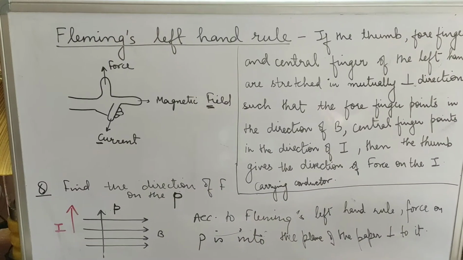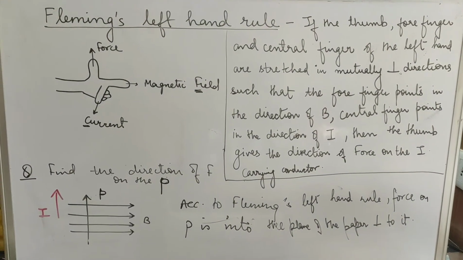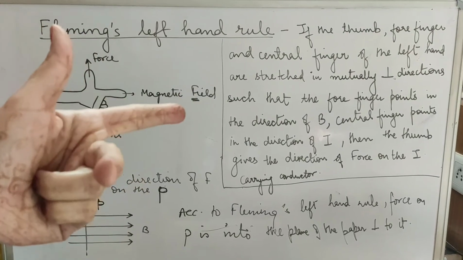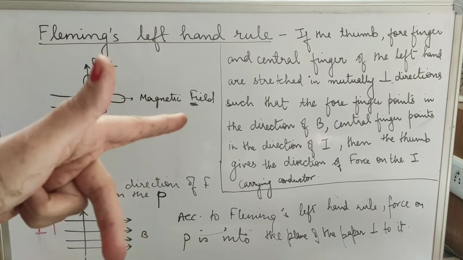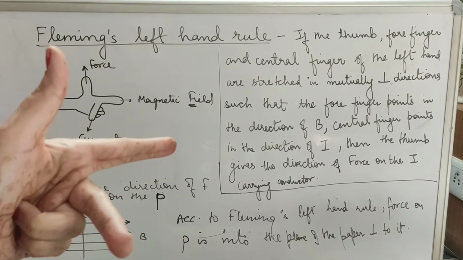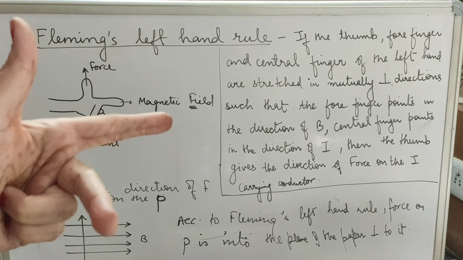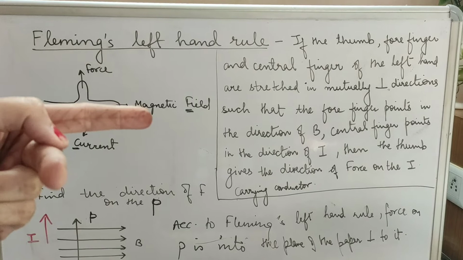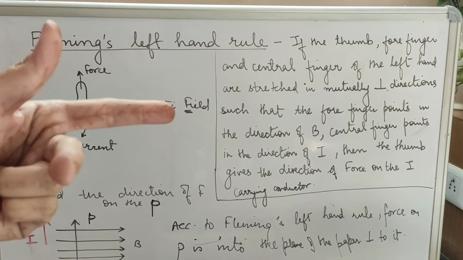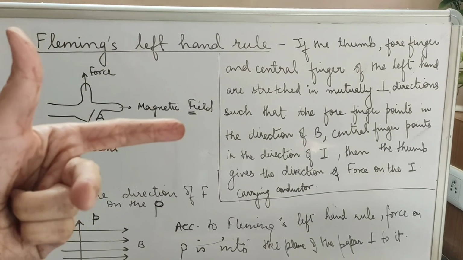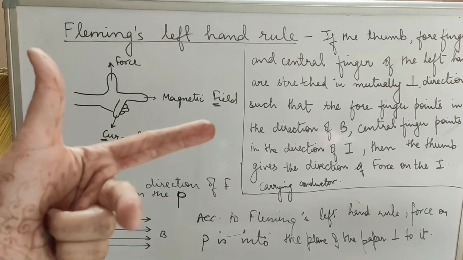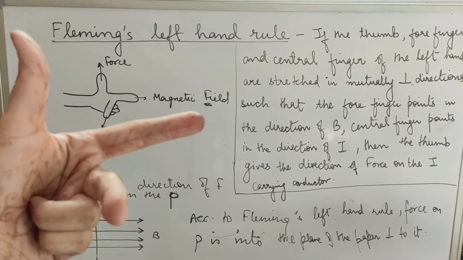left hand rule. Alright, so Fleming's left hand rule says that if the thumb, forefinger and the central finger of the left hand are stretched in mutually perpendicular directions such that the forefinger points in the direction of field, the central finger points in the direction of current, then the thumb gives the direction of force. So this is the orientation in which the fingers are to be pointed out.